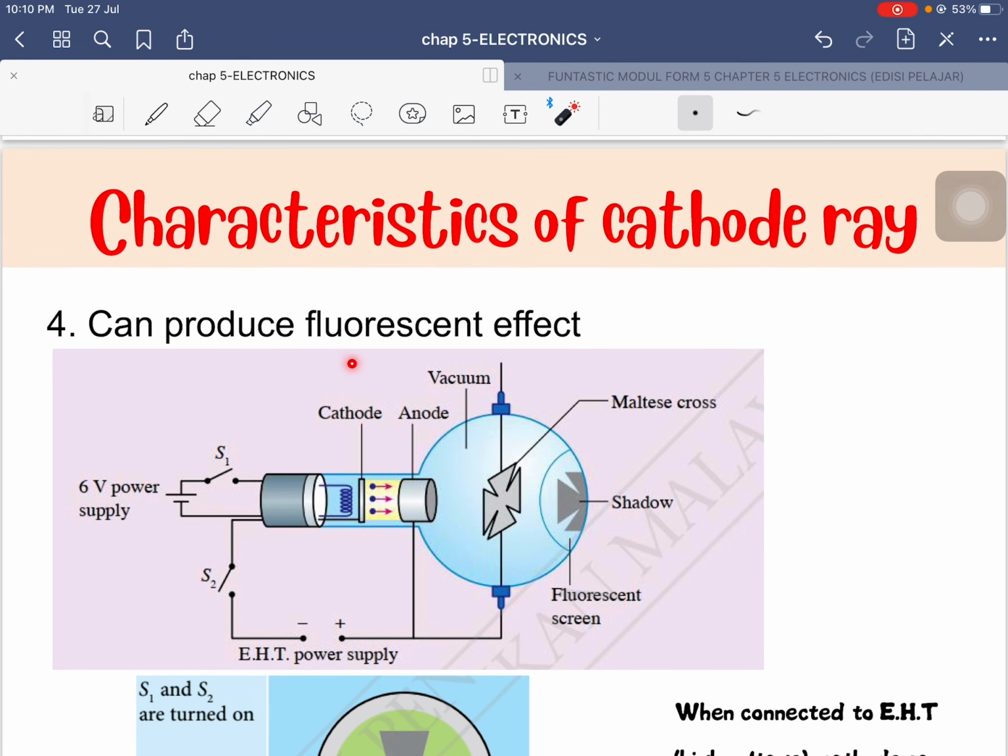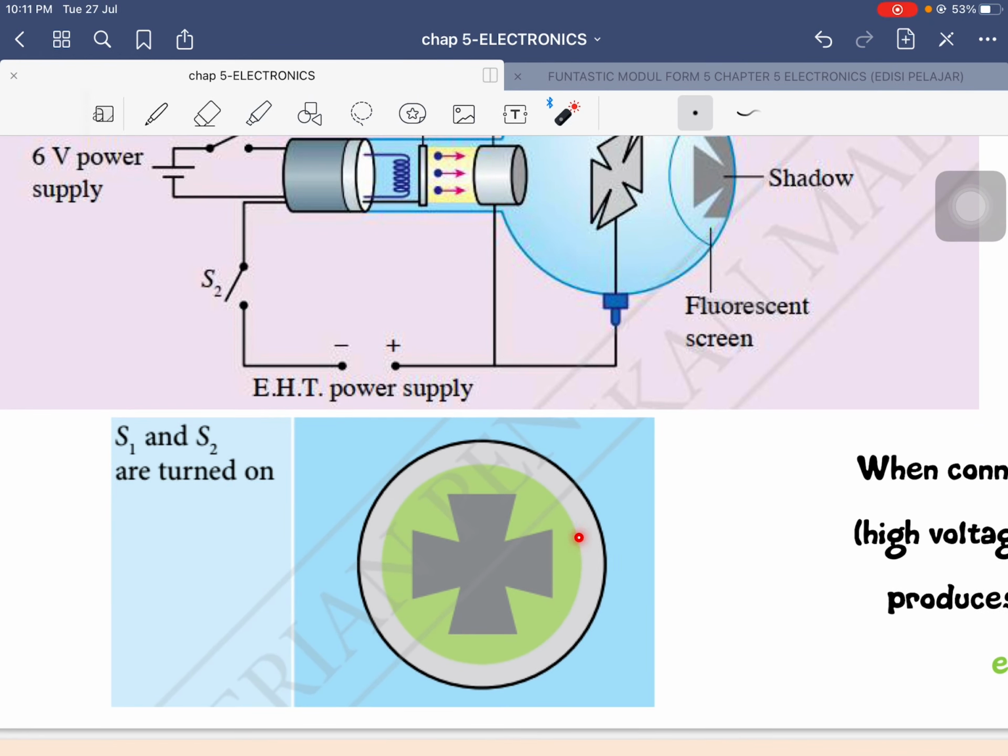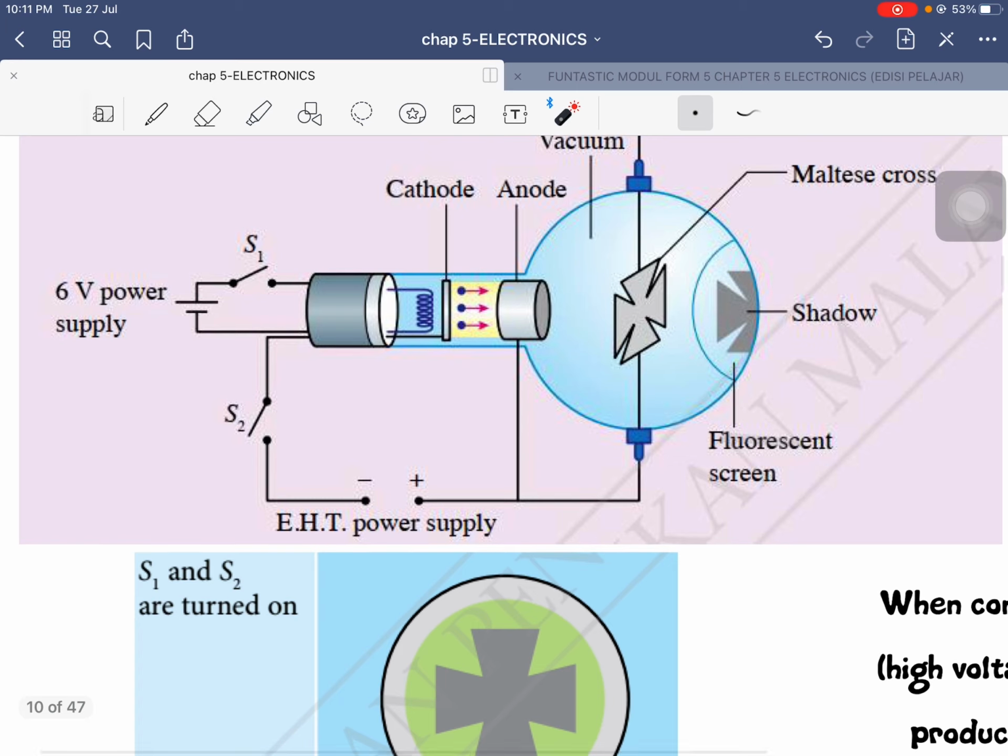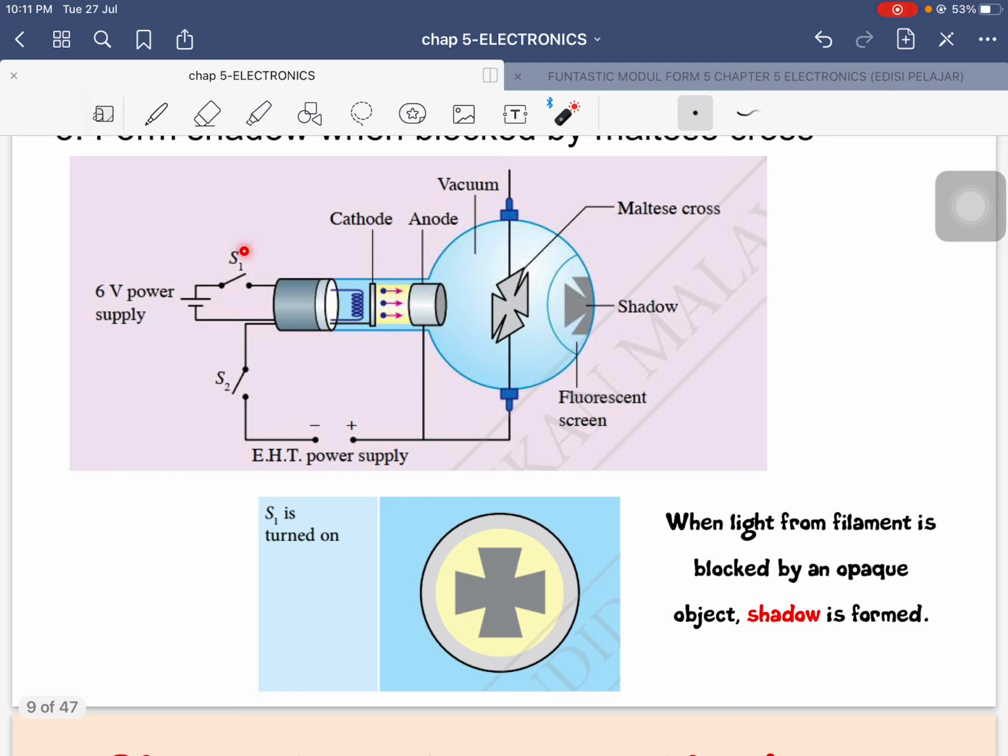The next characteristic is that it can produce a fluorescent effect. Fluorescent effect means that, as in this diagram, the green fluorescent effect is formed when we turn on both switch 1 and switch 2. In the previous experiment, we only turned on switch 1, which means we did not connect the extra high tension here. We only supplied a small amount of voltage to the cathode ray tube.